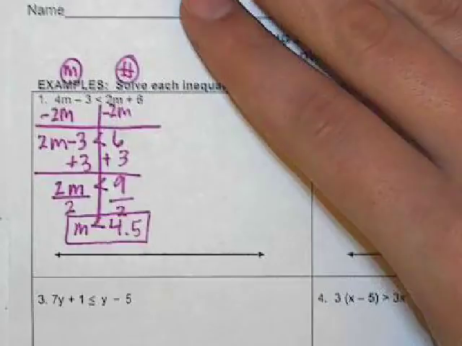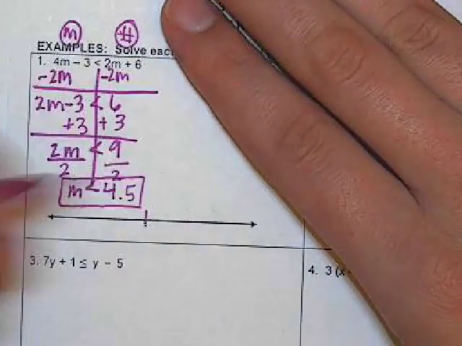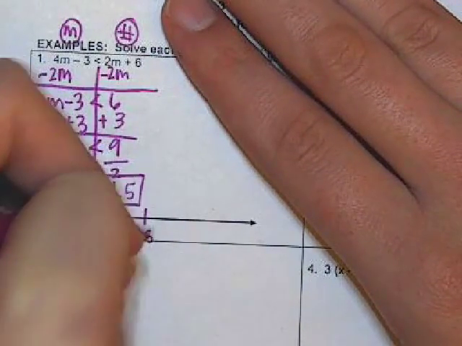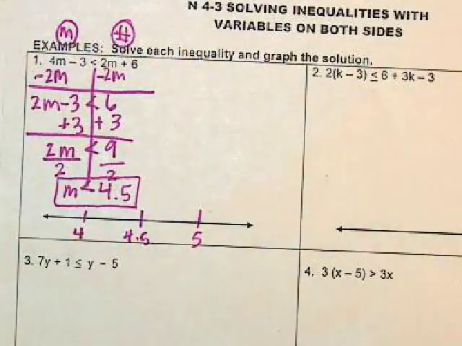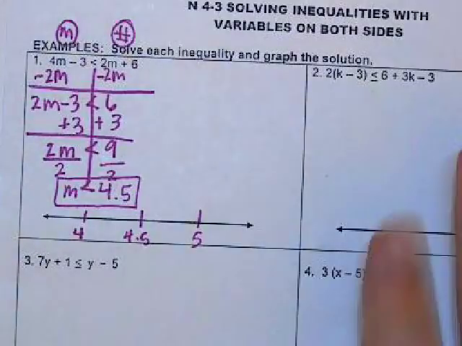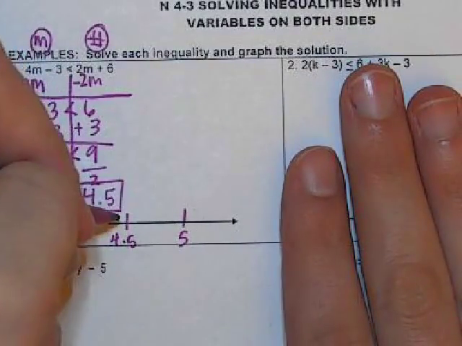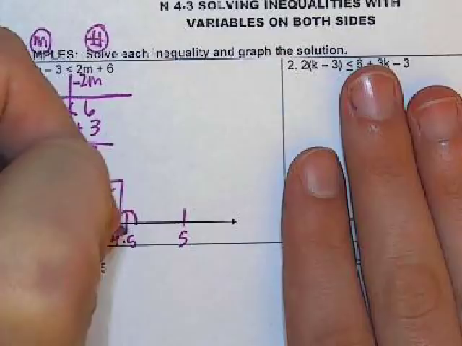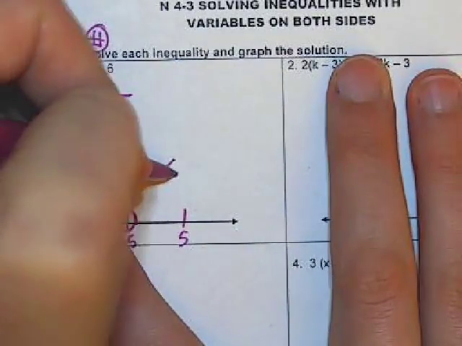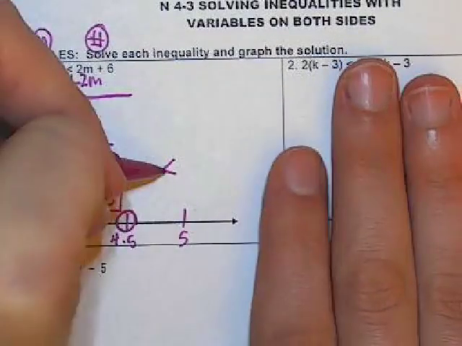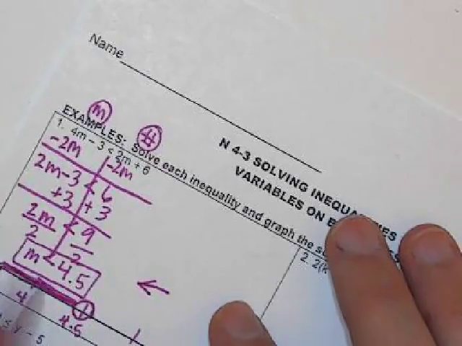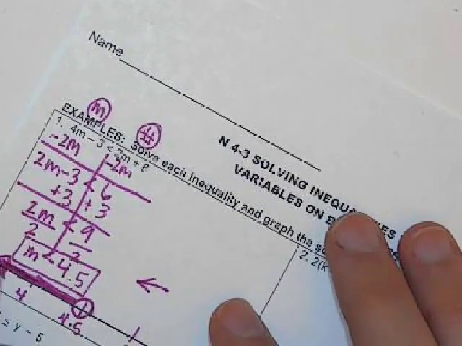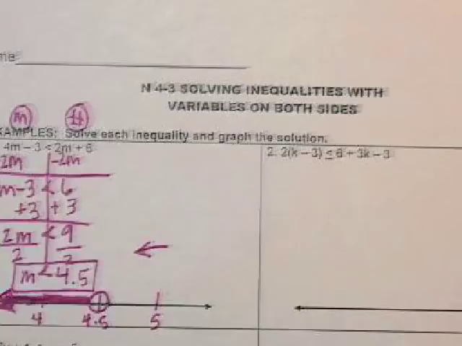Okay, and it wants us to make the number line. So I'm going to do 4.5. Something bigger is 5. Something smaller is 4. Would this be an open or a closed dot? Open. Make sure you're writing with me. Open dot. And then if I rewrite my symbol and turn it to an arrow, I'm going to shade to the left. Not too bad, right?